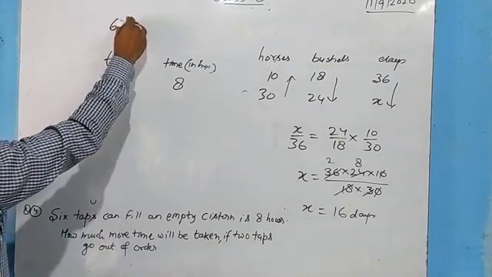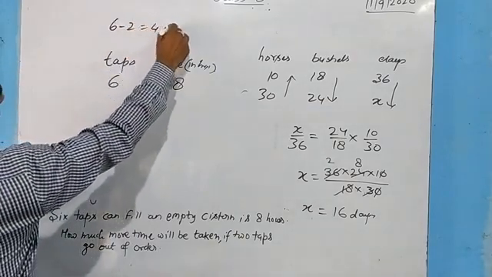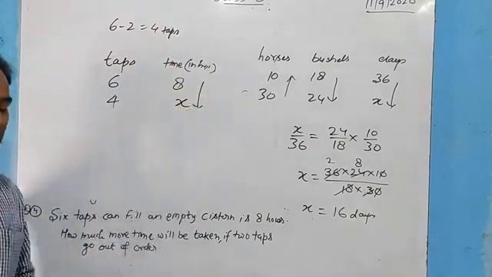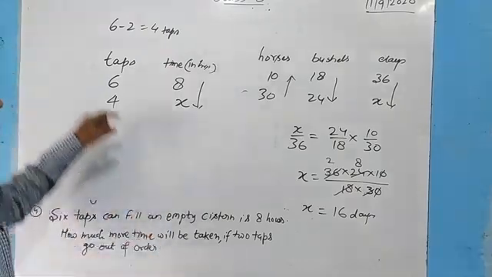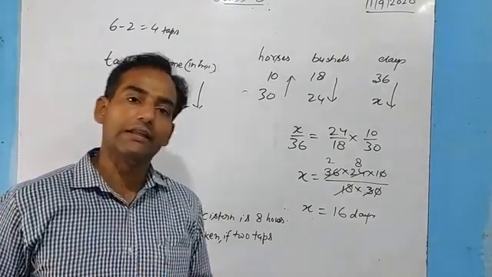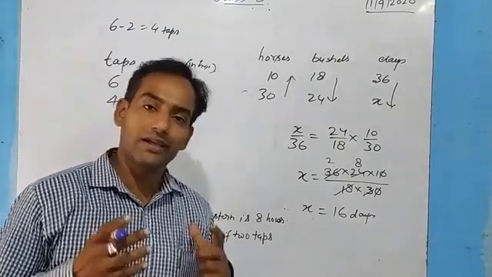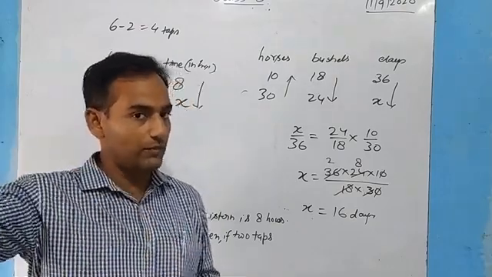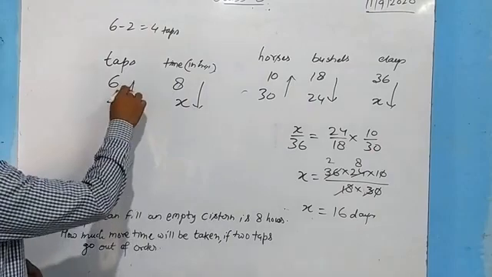How much more time will be taken if 2 taps go out of order? You can write 6 minus 2. Now 4 taps are working afterwards. 4 taps, x hours. At the side of x, a downward direction. Now see, if 6 taps are filling the tank and they take 8 hours, and now only 4 taps are there, taps are fewer, so they will take more time. It is obvious, so it is indirect variation.